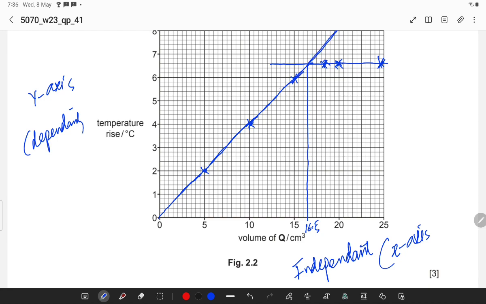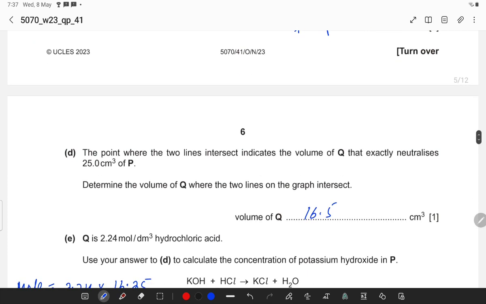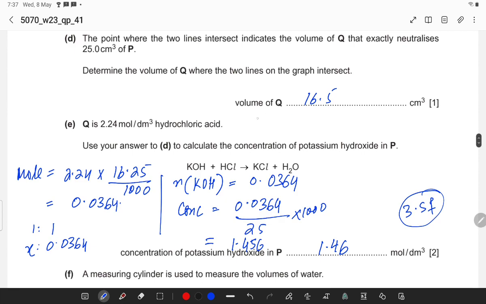Draw with the pencil, and these are the straight lines, and we intersect these two lines. This is the intersect point. Don't draw like this. First draw this line till here, and this is the other line, and this line intersects with it, and this is 16.5, the volume of Q. The point where the two lines intersect indicates the volume of Q that exactly neutralizes 25 cm³ of P. Determine the volume of Q where the two lines on the graph intersect. So this is the volume of Q, 16.5.